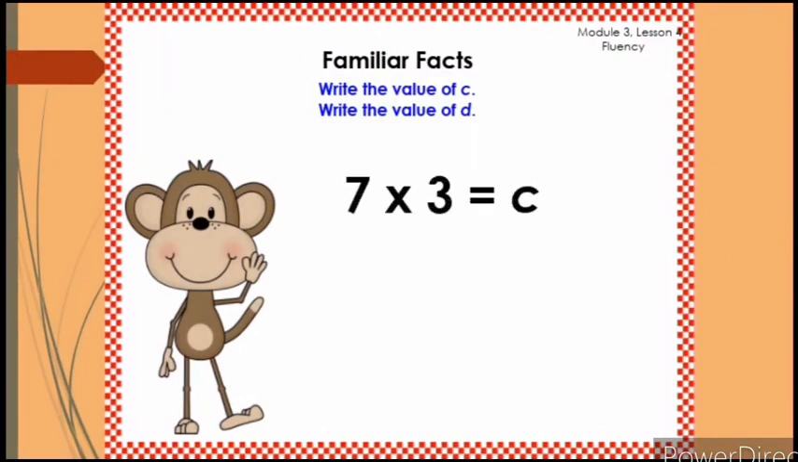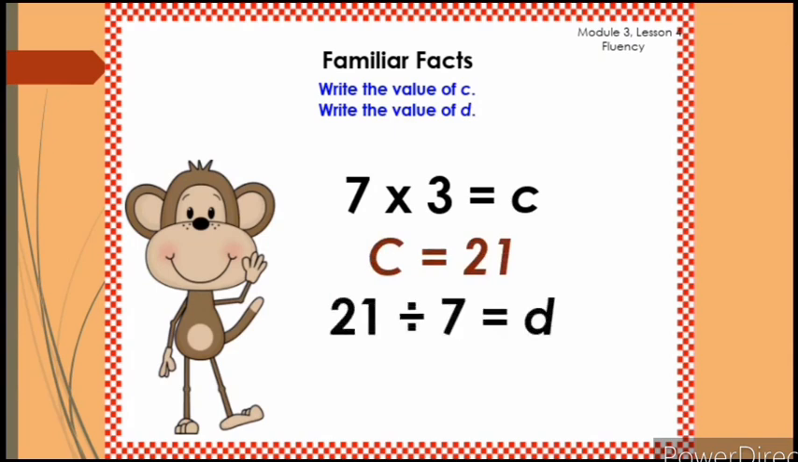We have 7 times 3 is equal to C. So what is the value of C? C is equal to 21. Yes, 21. So a division sentence will be 21 divided by 7 is equal to D. Therefore, D is equal to... Yes, you are right. D is equal to 3.